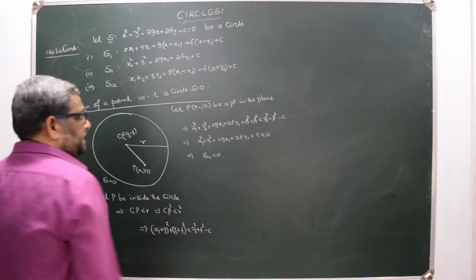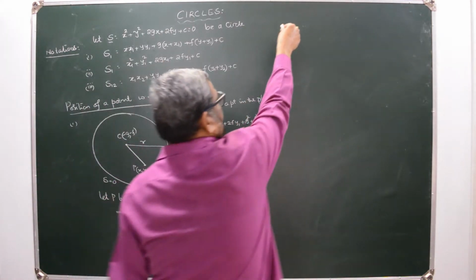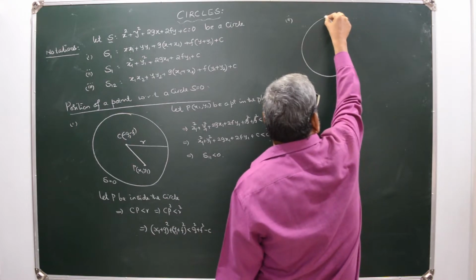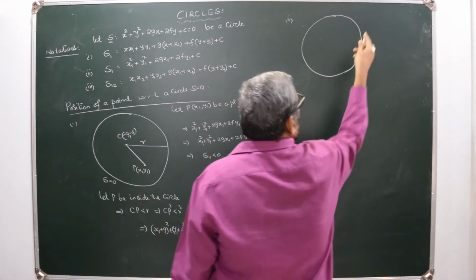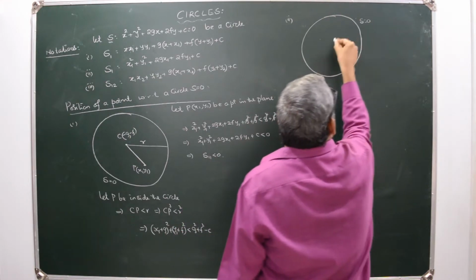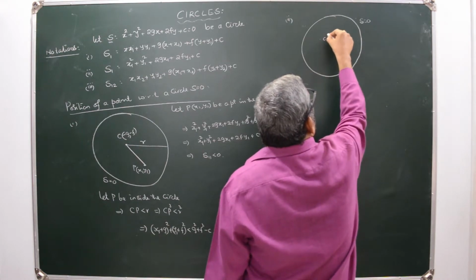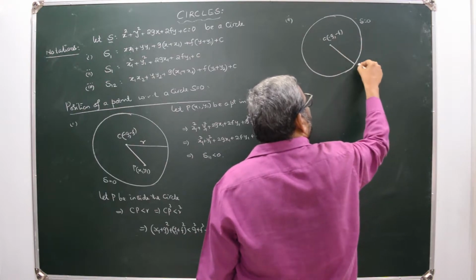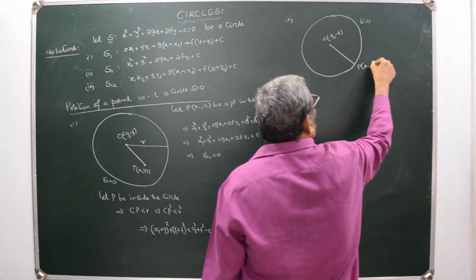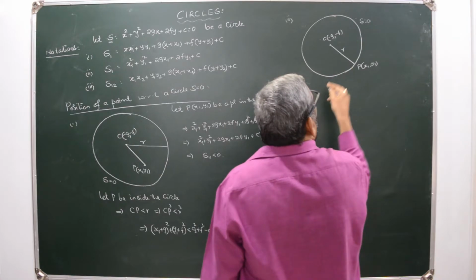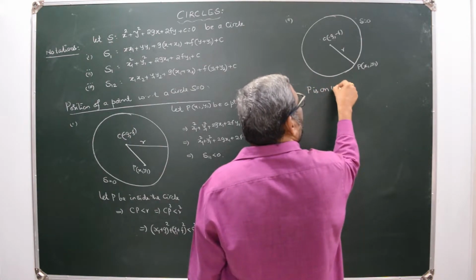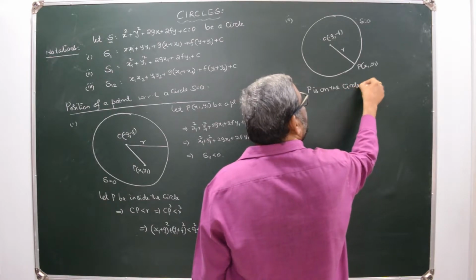Now I will consider the second case. What is the second case? If I take the point on the circle, for example, I will take the circle like this. Let it be S equal to 0. Let this be the center C (minus g, minus f). Let this point be P(x1, y1) and this is r. Now P is on the circle S equal to 0.